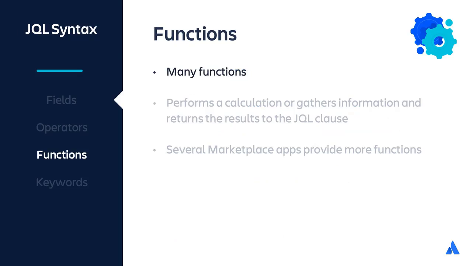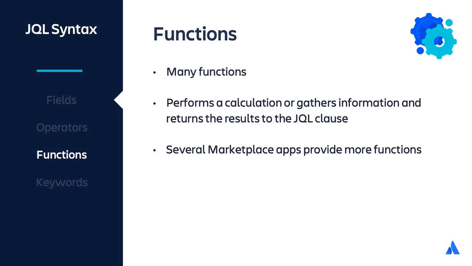There are many functions. We will just highlight some of them, grouped together in various categories. A function performs a calculation or gathers information and returns the results to the JQL clause. Several marketplace apps provide even more functions than JIRA does, out of the box. Let's look at functions in more detail.